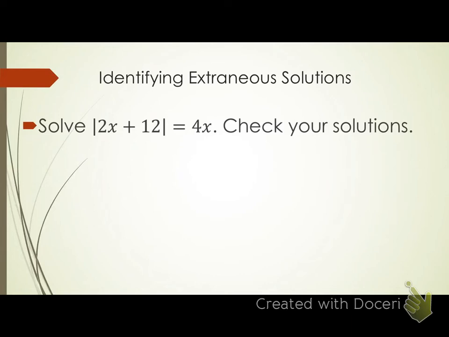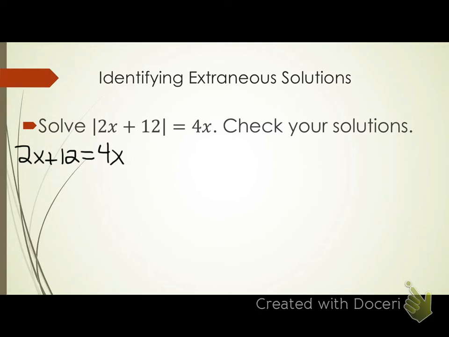Well, we don't know, do we? We don't know what x is. So let's just treat it like it's greater than or equal to 0, and let's create two equations, okay? What would my first equation be? 2x plus 12 equals 4x. Exactly the same without the bars.